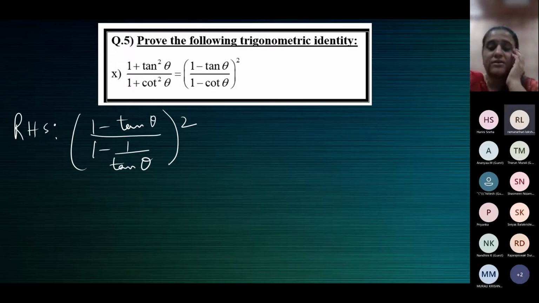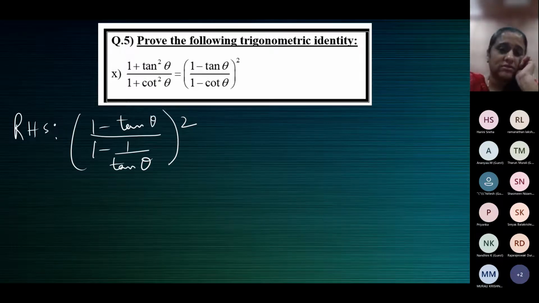So 1 minus tan theta divided by 1 minus cot theta. Cot theta is 1 by tan theta, the whole square. So we have changed cot to tan, and we are trying to get tan square theta. The desired result is tan square theta. Okay, so what can we do?